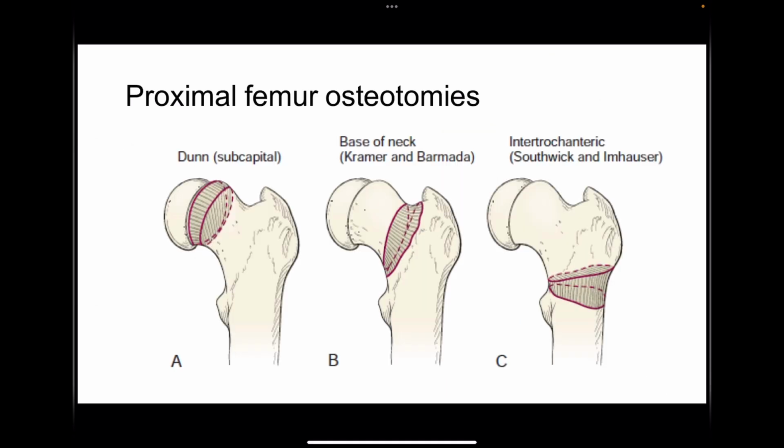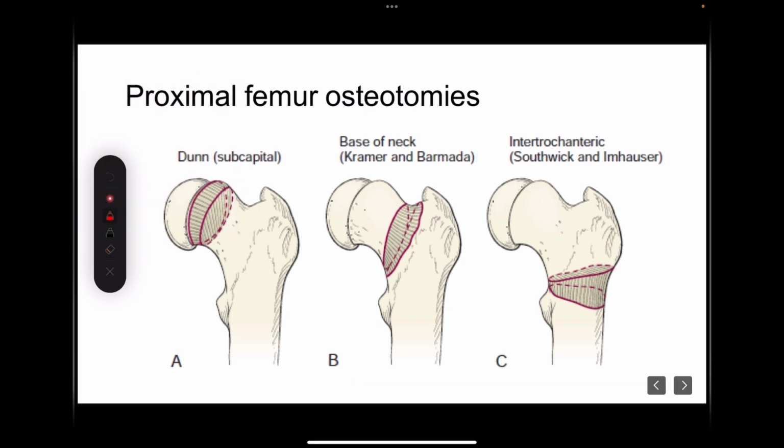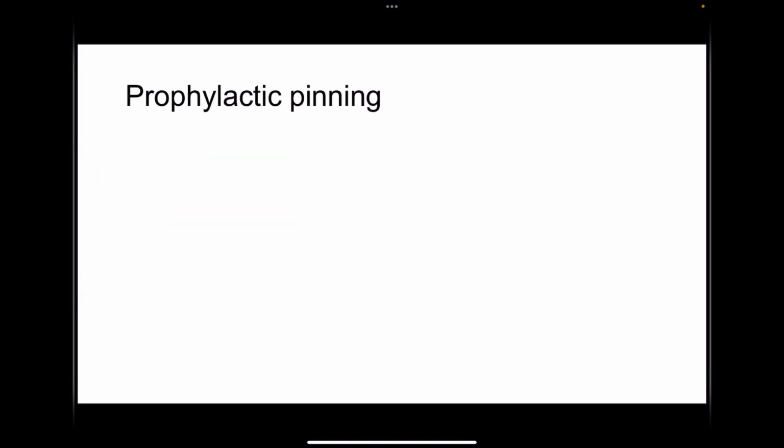There are certain osteotomies which are defined. So just for the sake of completion, three osteotomies. Whenever you are doing it subcapital, that we have already discussed, it is Dunn's osteotomy. Whenever you are doing it at the base of the neck, this is Kramer and Barmada. And in the intertrochanteric region, Southwick's osteotomy. These three osteotomies, at least their names you should know.